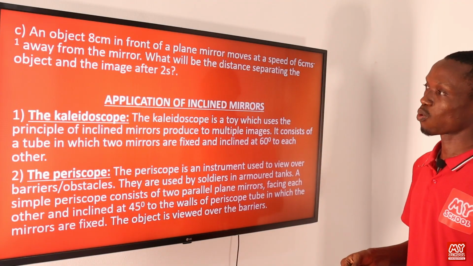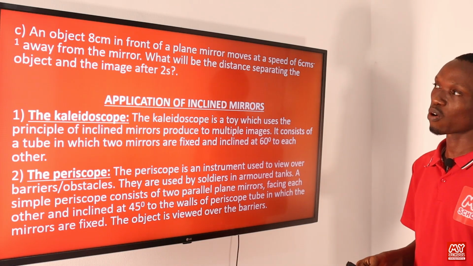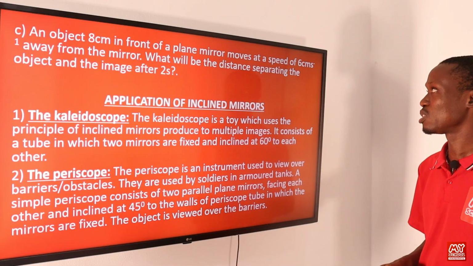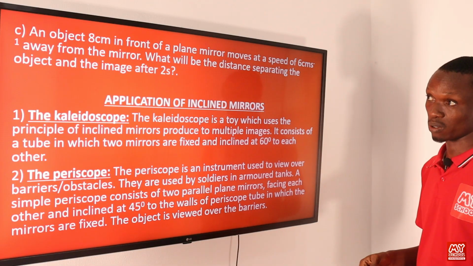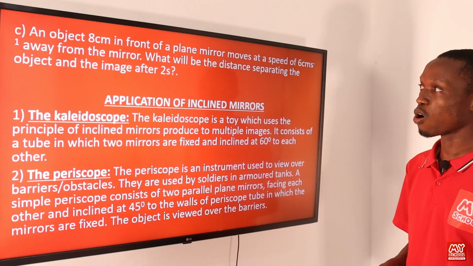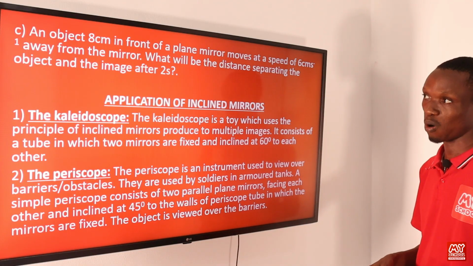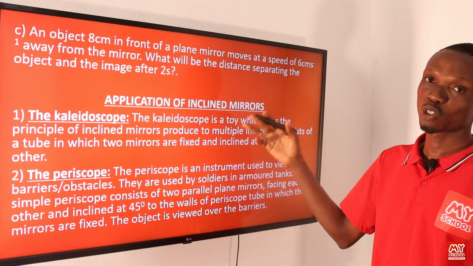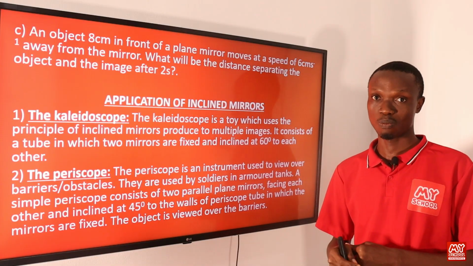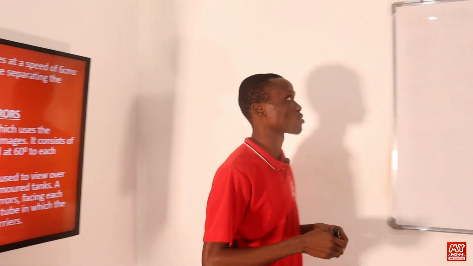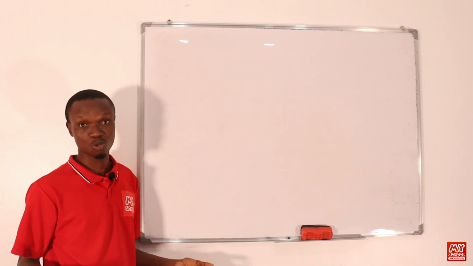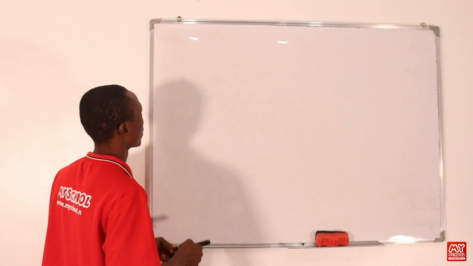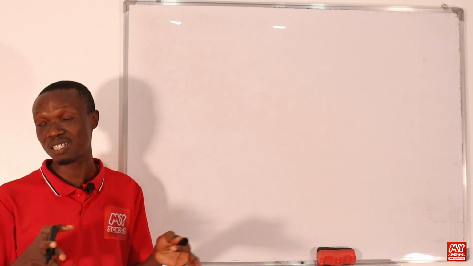We also have another question, which is example C. An object 8 centimeters in front of a plane mirror moves at a speed of 6 centimeters per second away from the mirror. What will be the distance separating the object and the image after 2 seconds? To solve this question, we'll have to move over to the board. For this question, I think it's necessary for us to draw a diagram. But if you don't want to draw the diagram, no problem. Drawing the diagram will serve as a guide.